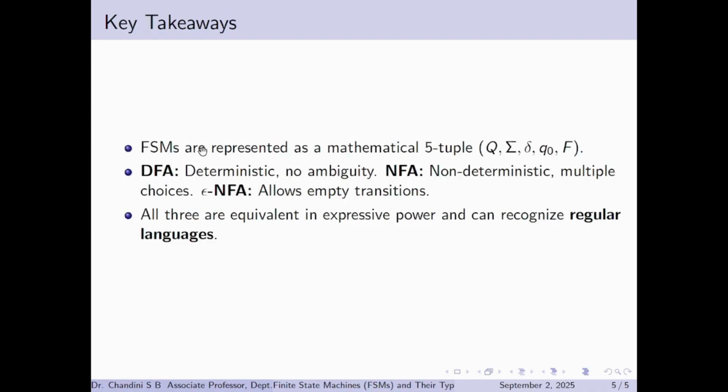The key takeaways of this session are: FSMs are represented as a mathematical model using 5 tuples. That is Q, the set of states, Sigma is the alphabet, delta is the transition, q0 is the initial state, and F is the final state. DFA is deterministic and there is no ambiguity. NFA is non-deterministic and has multiple choices. Epsilon NFAs allow empty transitions as well. All three are equivalent in expressive power and recognize regular languages.